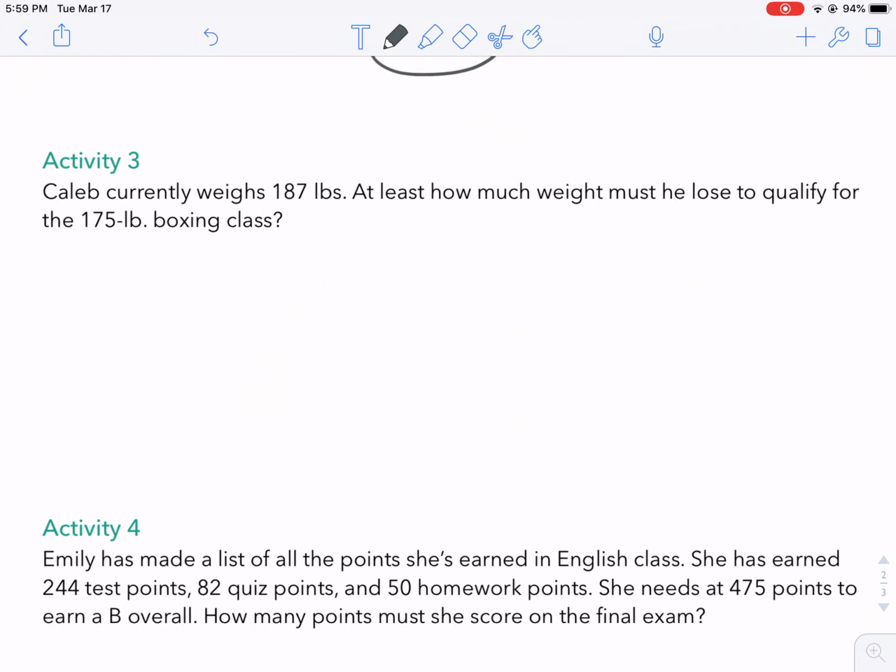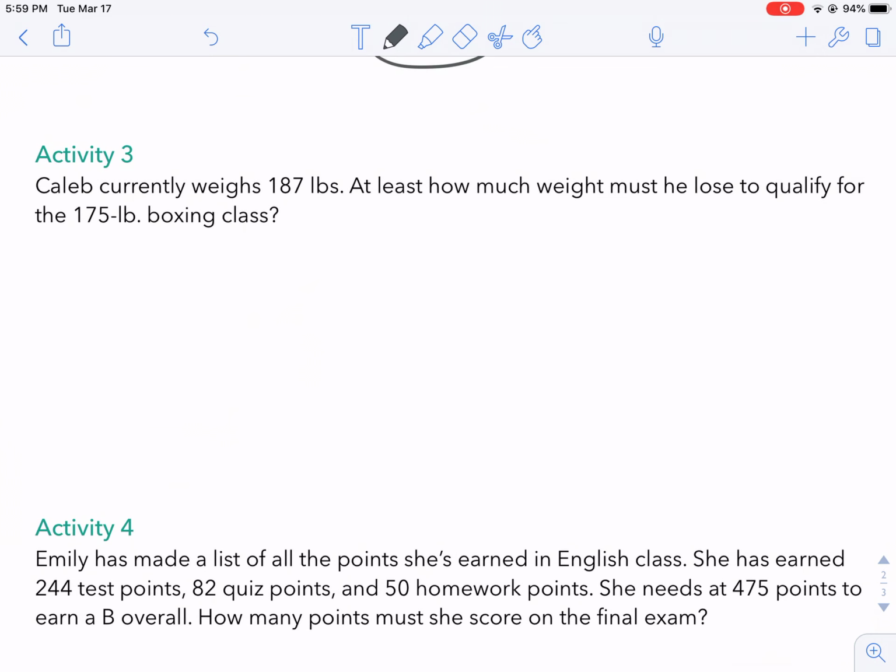In our next one, we have this guy, Caleb. He currently weighs 187 pounds. Now, he wants to lose weight so he can qualify for the 175-pound boxing class. I think that's called a light heavyweight. You can look that up. Anyway, so he currently weighs 187, and he needs to lose at least some sort of amount of weight. We don't know. We're trying to find it. To weigh 175 pounds.